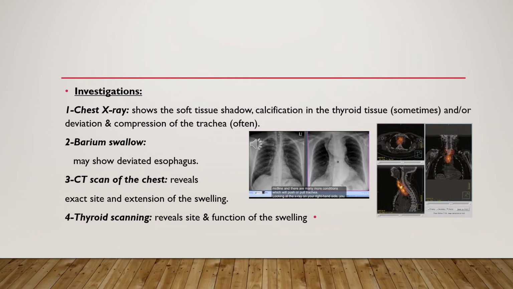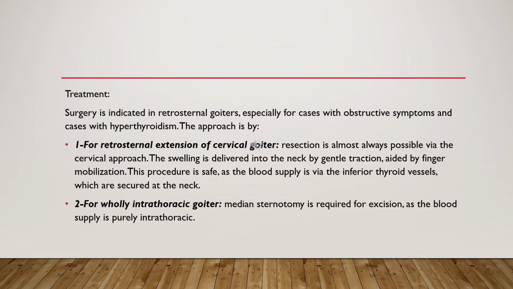Investigation: chest X-ray shows widening of the mediastinum. CT scan reveals the exact site and extension of the swelling. Thyroid scanning reveals the site and function of the thyroid gland. Treatment is surgical, indicated in retrosternal goiter, especially for cases of obstructive symptoms and cases with hyperthyroidism.